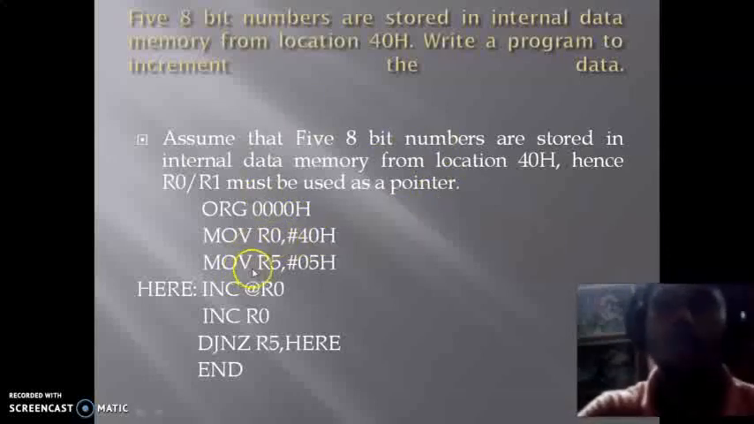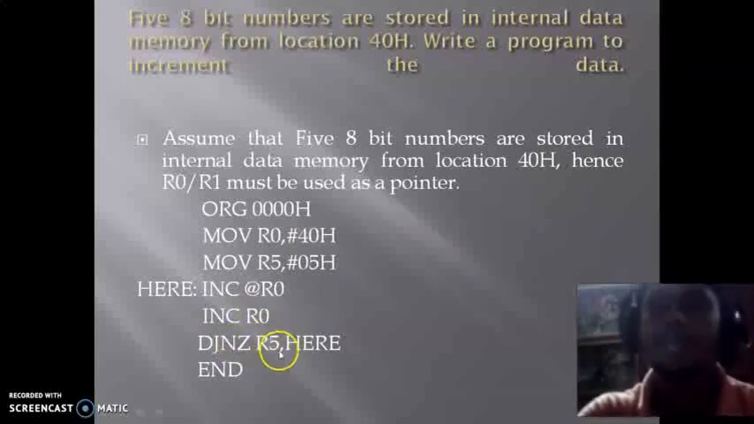and basically we initiate the address here, that is storing 40 into R0. And next MOV R5, #05H. So here 5 is stored into R5 to create the counter, and hence INC R0 means the content of R0 will be incremented by 1. So here R0 is 40, then it will be incremented by 1, that will be 41, and the content of R0 will also be incremented, and here the 40H will be incremented by 1 also.